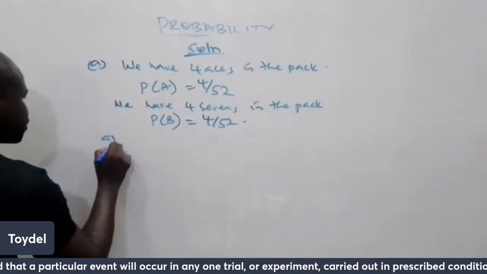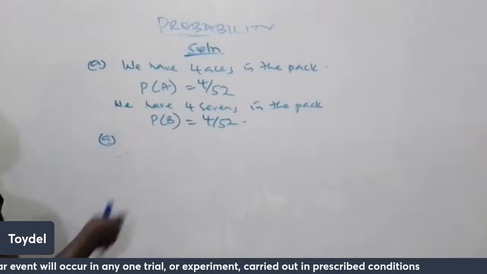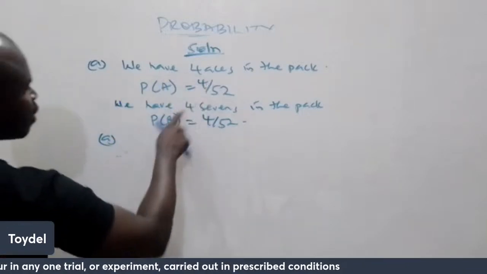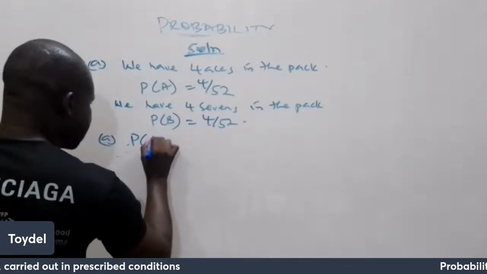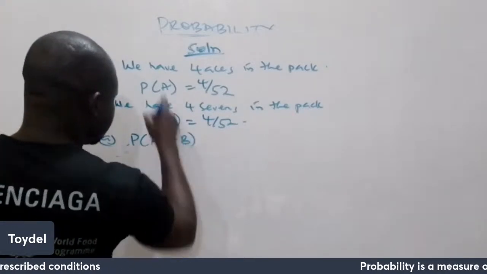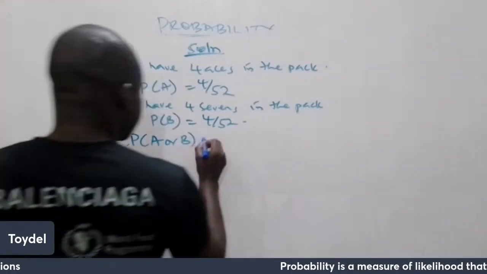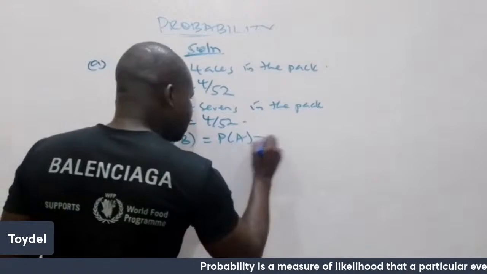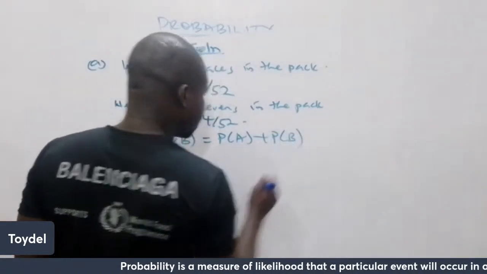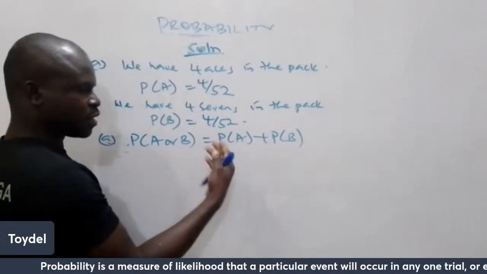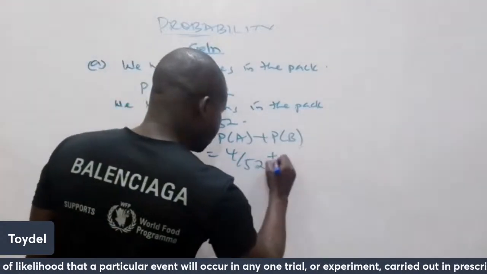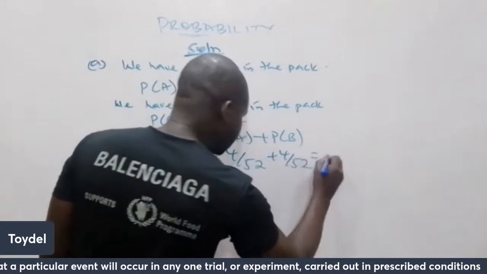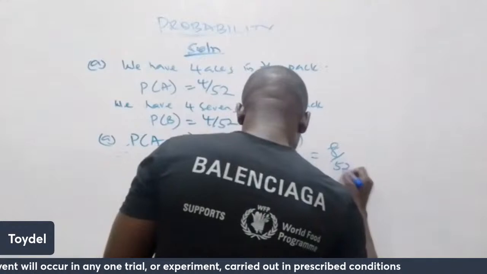So the first part now said we find the probability of getting an ace or a 7 in the pack. So the probability of getting A or B, ace or 7, will now be the probability of A plus the probability of B, because it's that you have ace or 7. It's not possible to have an ace that is 7. Here will be 4 over 52 plus 4 over 52. Then we are going to have 8 all over 52.